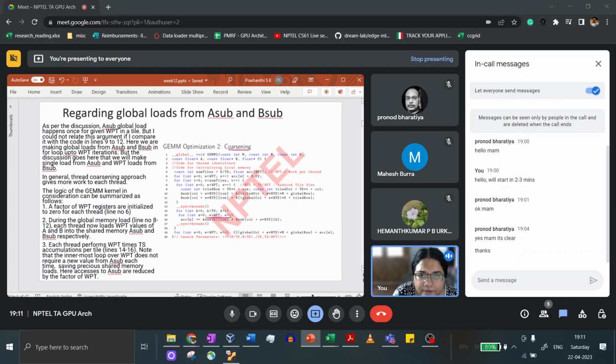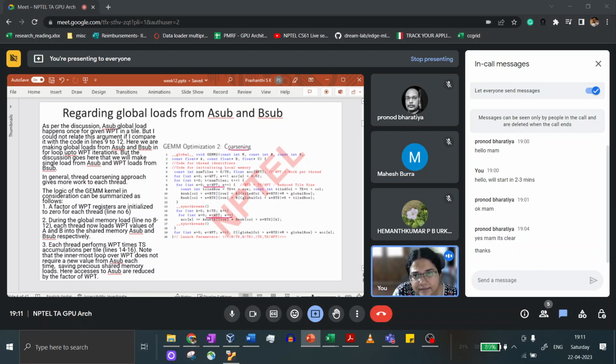So the person is referring to this for loop here. Yeah, that's the A sub and B sub. But the discussion goes here that we will make a single load from A sub and WPT loads from B sub. In general, okay, so this is the question, right? So the person is asking that we are talking about having a single load from A sub and WPT loads from B sub, but both of them seem to loop up to WPT iterations. So let's see what the answer is.